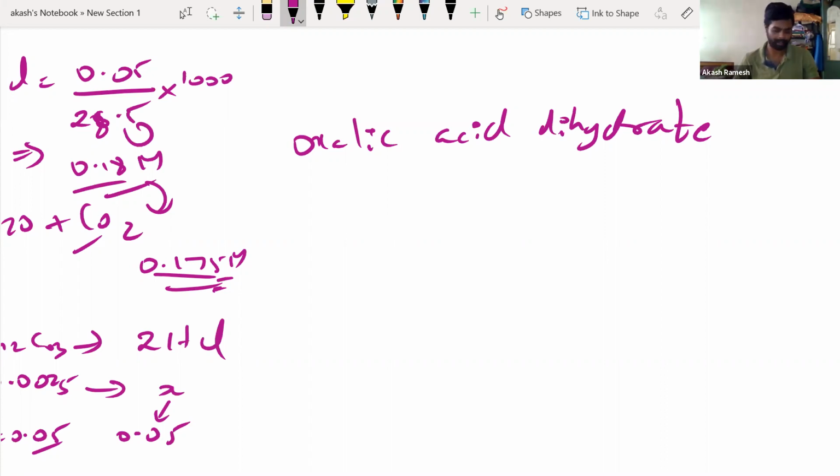Now I'll repeat the question, guys. An aqueous solution of 6.3 grams of oxalic acid dihydrate is made up to 250 mL. Now, what is the volume of 0.1 M NaOH required to completely neutralize 10 mL of this acid solution?